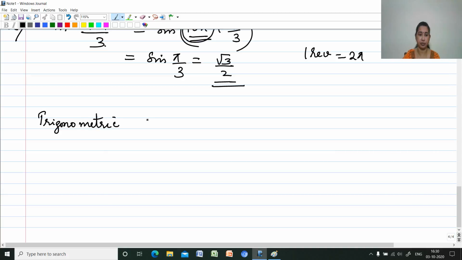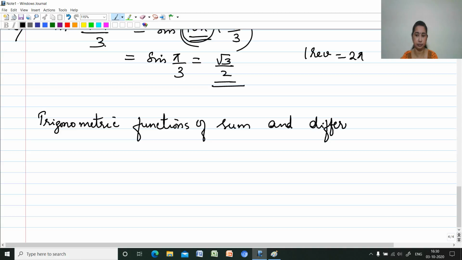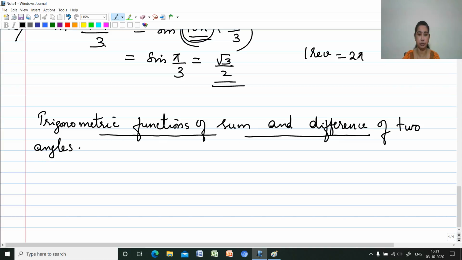Trigonometric functions of sum and difference of two angles. Trigonometric functions of sum and difference of two angles.